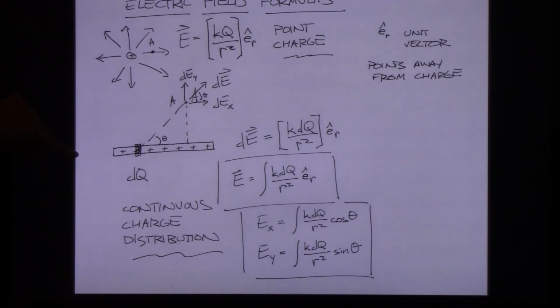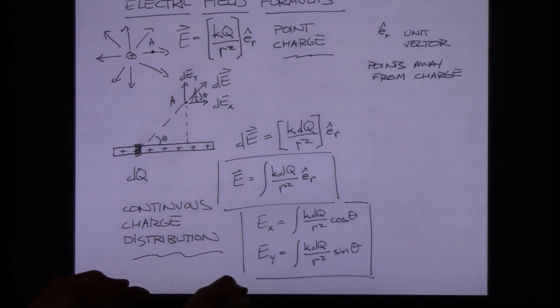Now, what if I looked at a point here? If I picked a location in space that lines right up with all the charge, then the electric field would only have 1 component.